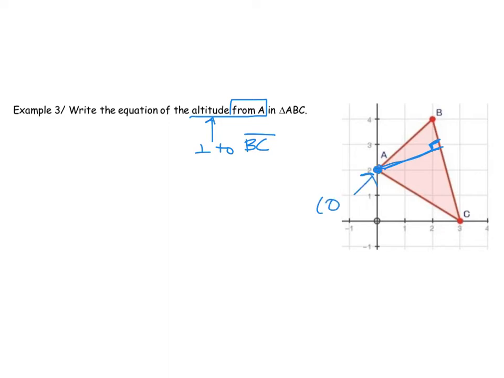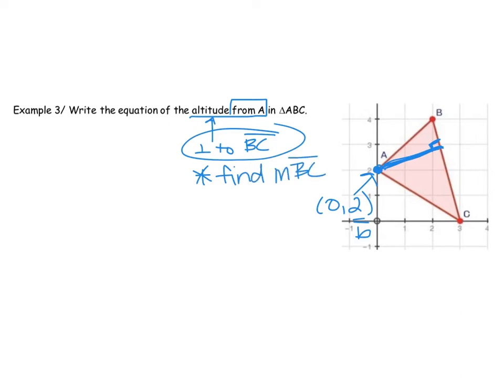I notice that this point is on the line. That's the point (0, 2). So I know that I have the b value of the equation. And I need now the slope of this blue line. But I don't have another point to go to, so I'm not sure what the slope is using rise over run. However, I do know that it has to be perpendicular to BC. So that's the trick I'm going to use to find the slope. I'm going to find the slope of BC and then use the opposite reciprocal.